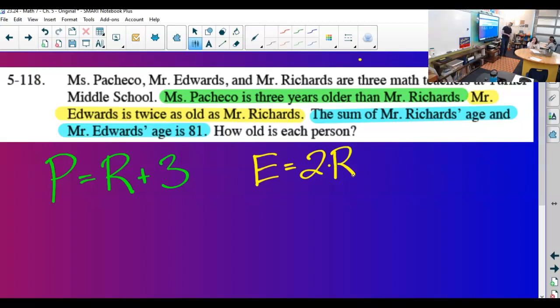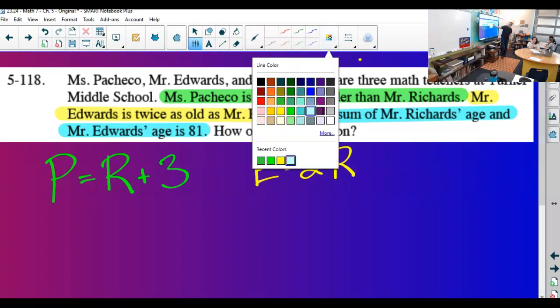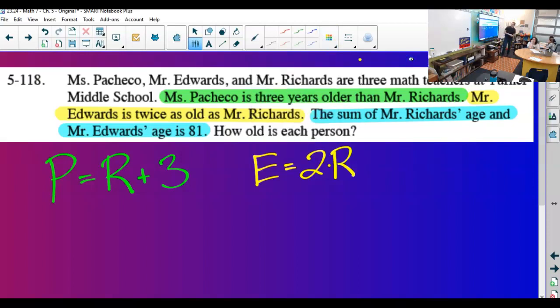Devin, is there anything else I can write down? R plus E equals 81. R plus E equals 81. Okay. Matt, what could I then do with these three things that I've written up here?